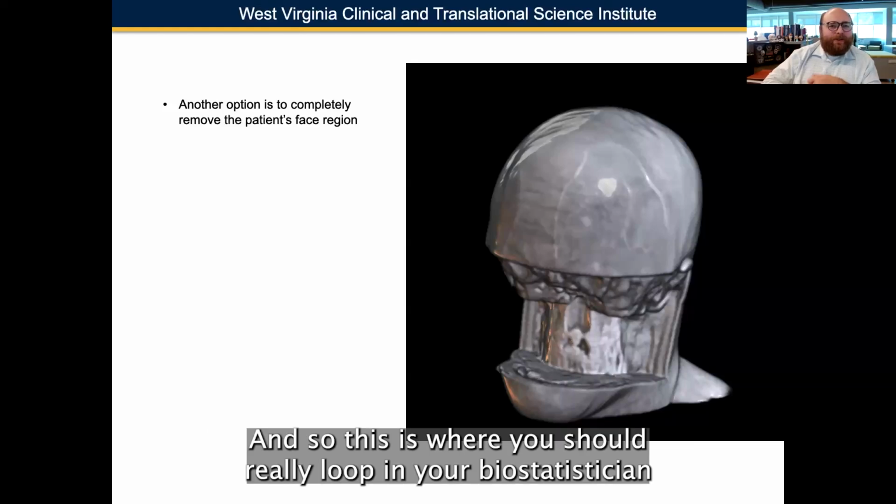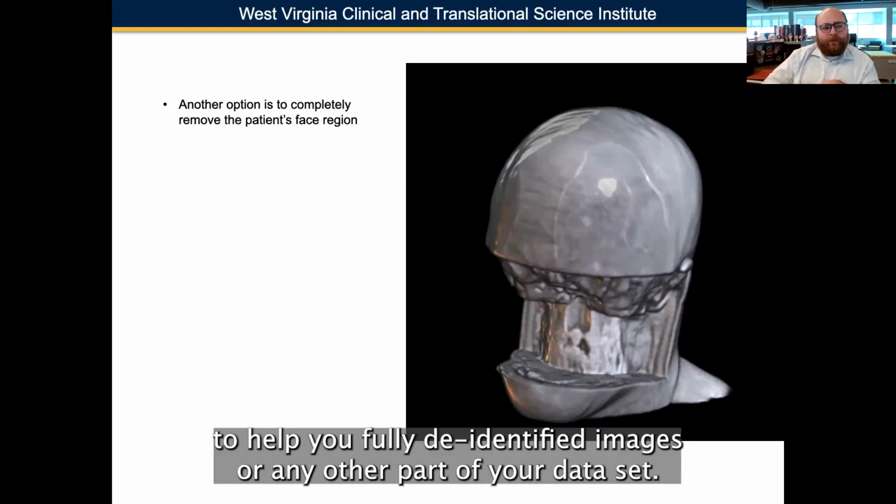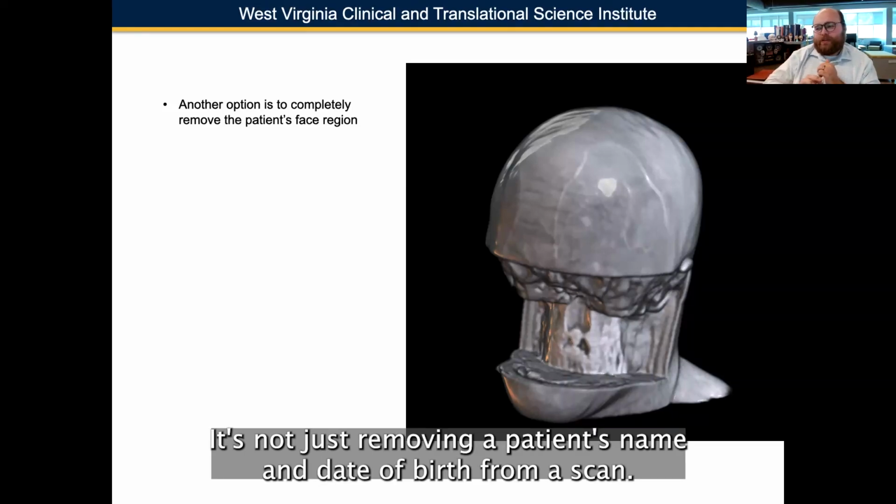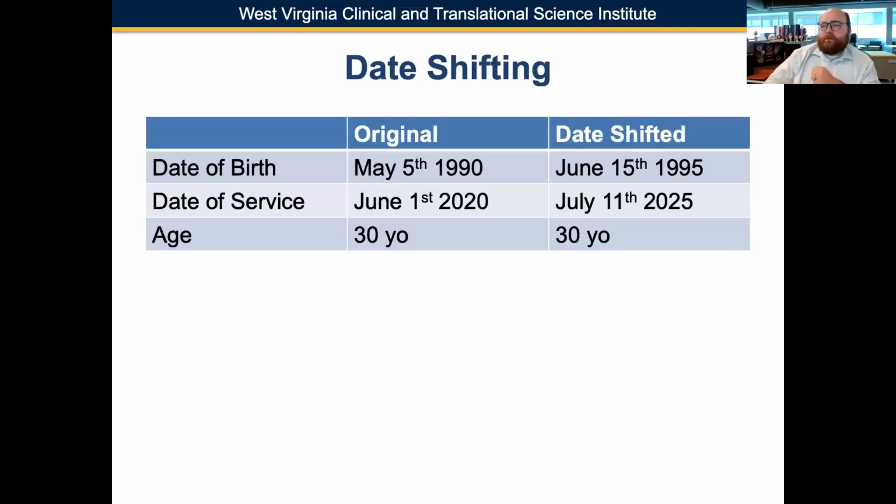And so this is where you should really loop in your biostatistician or your data team to help you fully de-identify images or any other part of your data set. It's not just removing the patient's name and date of birth from the scan file name.